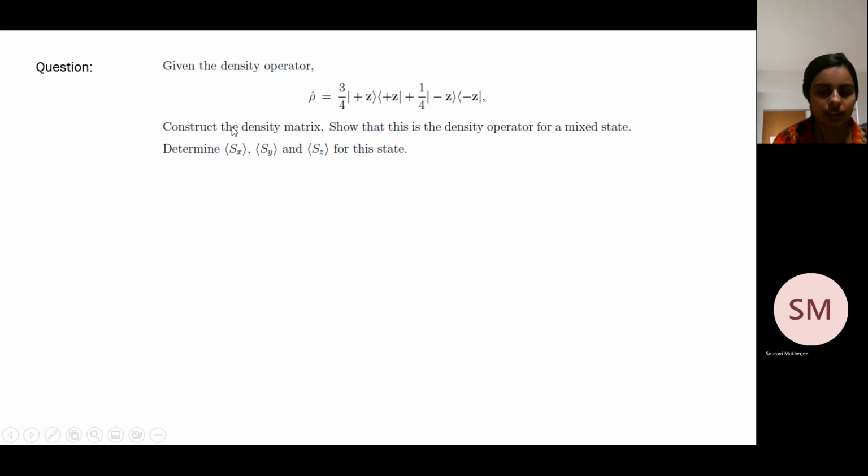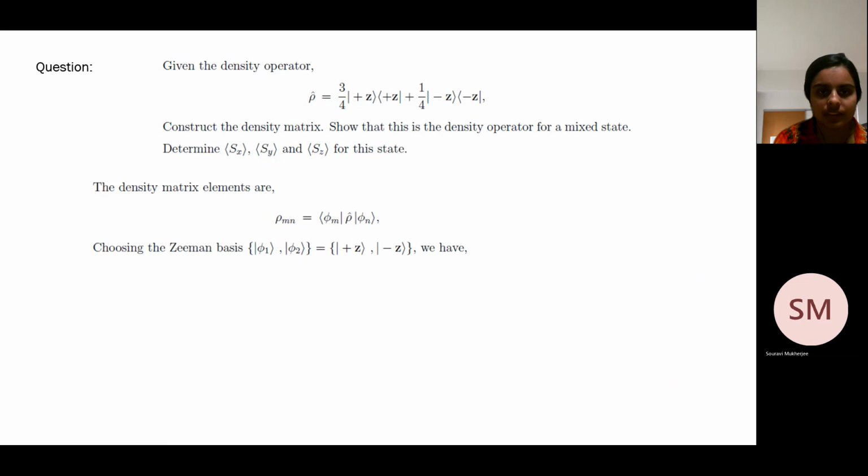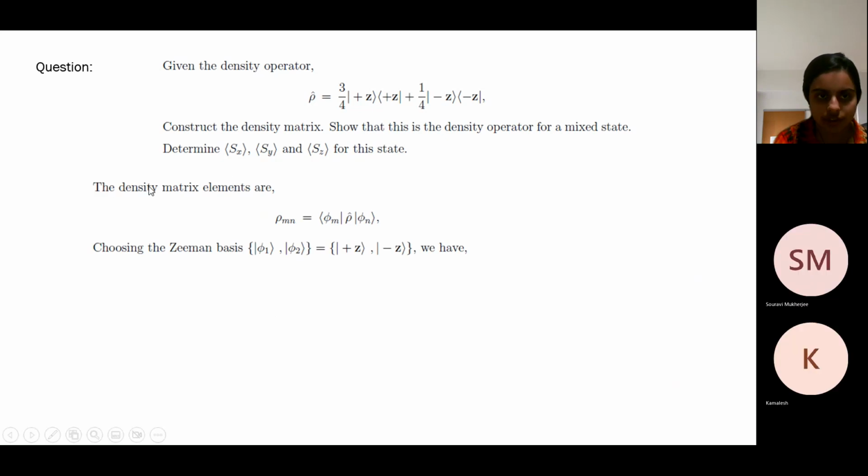Okay, so we want to construct the density matrix. What we do is that this is the basic definition. Each density matrix element can be obtained by this inner product, right? So first we operate rho on some basis vector phi n, and then we do an inner product with phi m, some other basis vector. And then this value will give you the mn matrix element, where m is the row and n is the column. So now we have chosen the basis to be plus z and minus z.